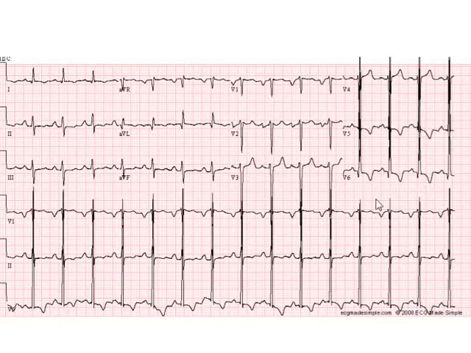Overall, this ECG shows normal sinus rhythm at 95 beats per minute with biatrial enlargement and left ventricular hypertrophy with repolarization abnormality.